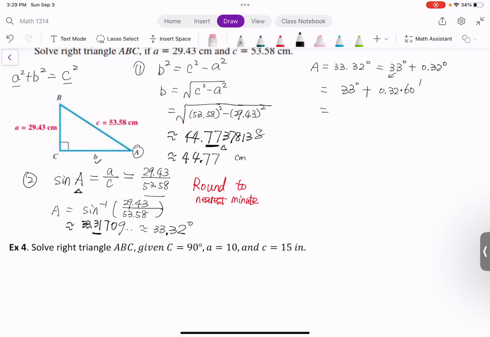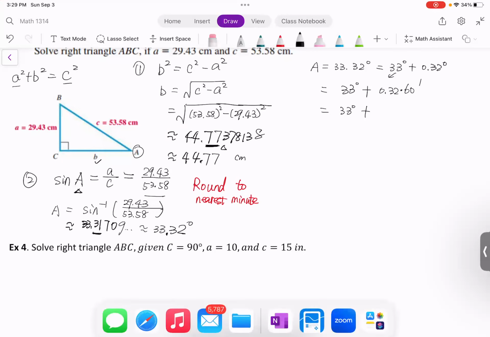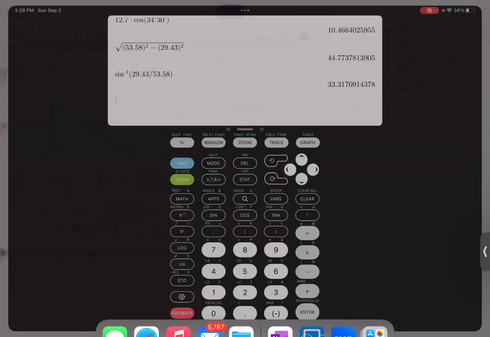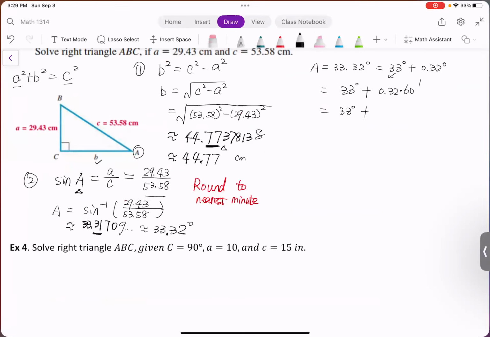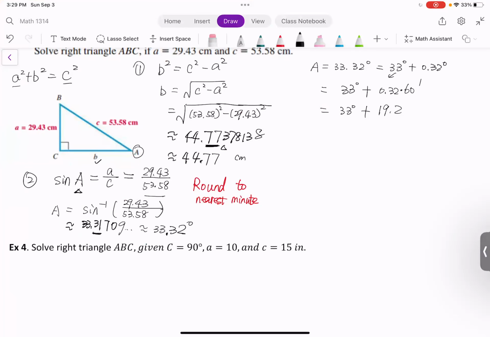Then use our calculator to find the solution. What is 0.32? So 0.32 times 60. That's 19.2 degree, minute.